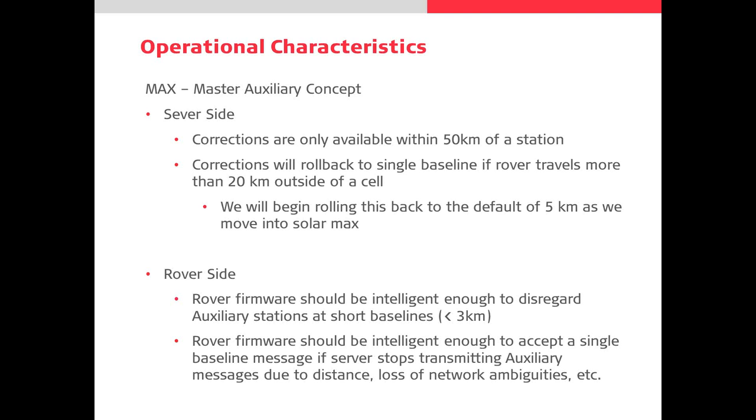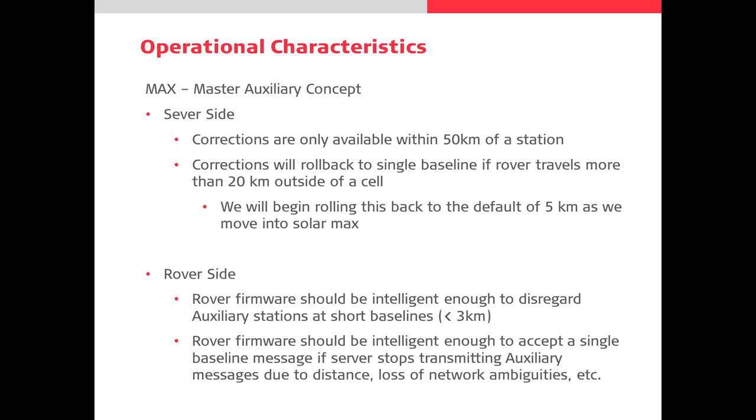The rover firmware should also be intelligent enough to accept a single baseline message if the server stops transmitting auxiliary messages due to either distance, loss of network ambiguity, etc. So if I'm a rover and I'm within 3 kilometers of a station, I should not receive the auxiliary corrections. The rover should disregard them. If I step outside my cell by more than, say, 20 kilometers right now, or if the network were to lose ambiguity solution and only broadcast a single baseline from the master and not my auxiliary stations, my rover should be able to interpret that and keep working.